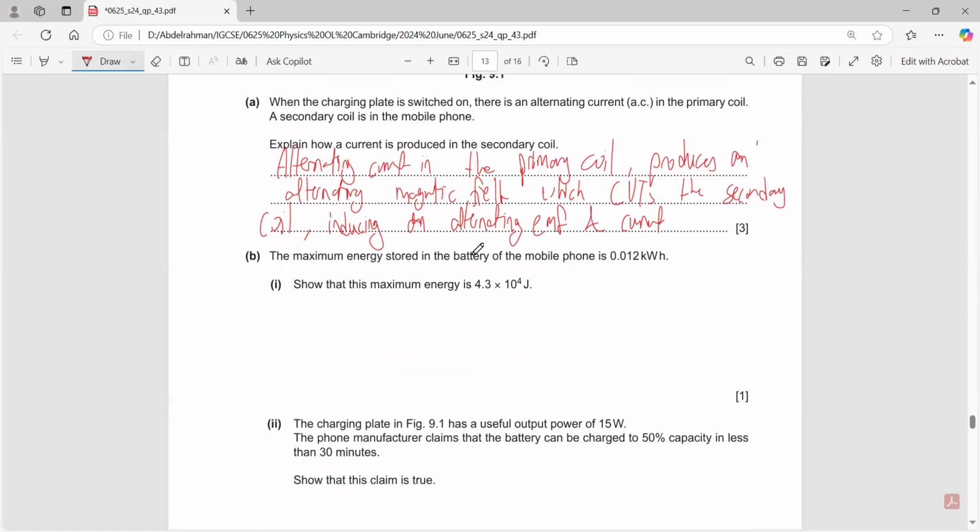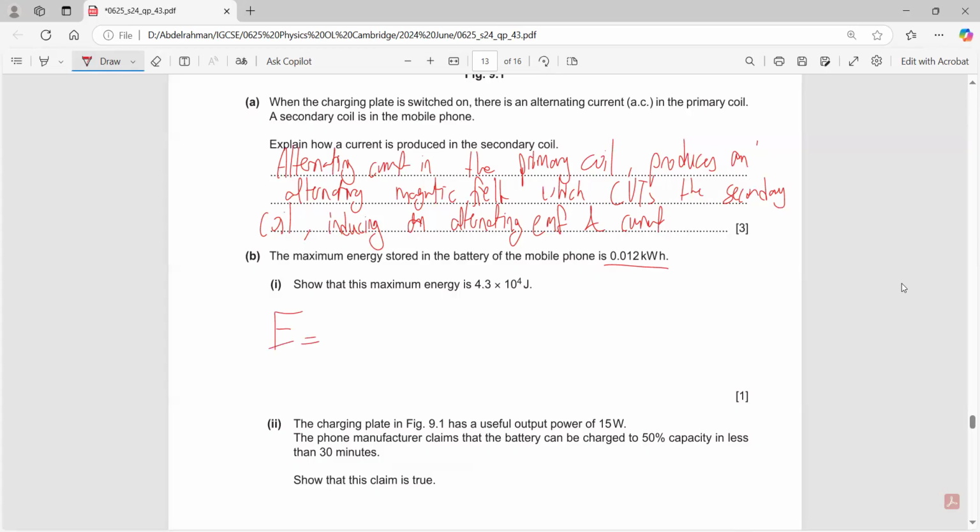The maximum energy stored in the battery is 0.012 kilowatt hours. Show that the maximum energy is 4.3 times 10 to the power of 4 joules. How can I show that? Basically, 0.012 kilowatt hours is energy. You need to multiply kilowatt hours by 1000 and then multiply by the hours in seconds.